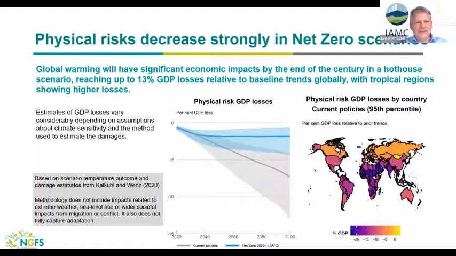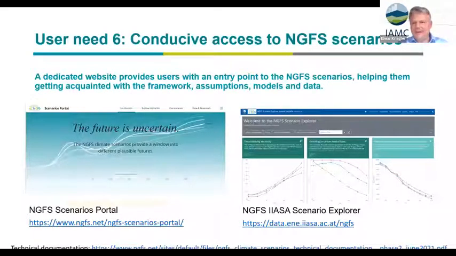current policy scenario. So this is my last slide, which is the 6th user need, that there should be conducive access to the NGFS scenarios, to make it as easy as possible for users to access and understand them. And for that, we used some of the concepts developed in the project that Cornelia just presented, developed a portal where people could access it, and you could, if you wanted, directly go to the data resource.